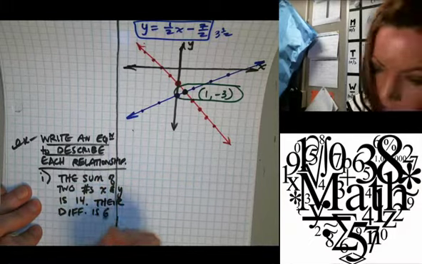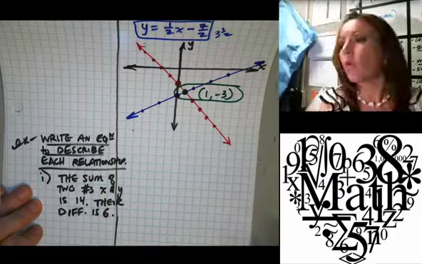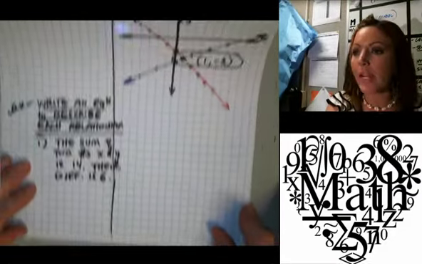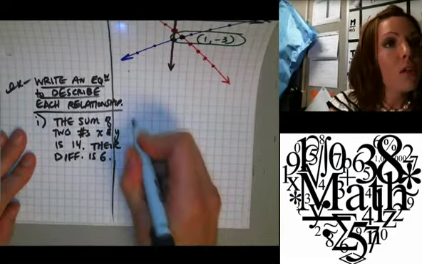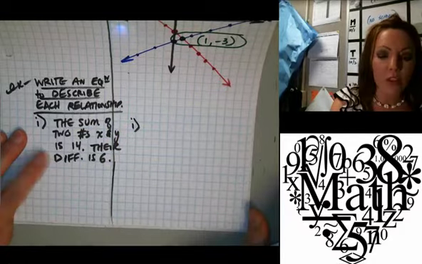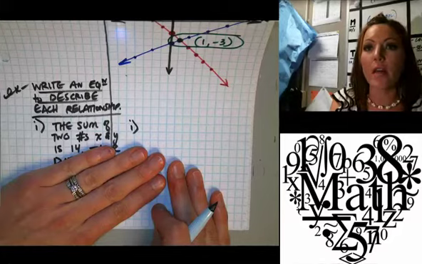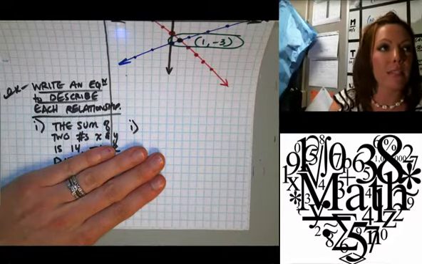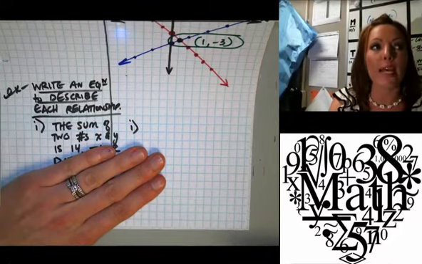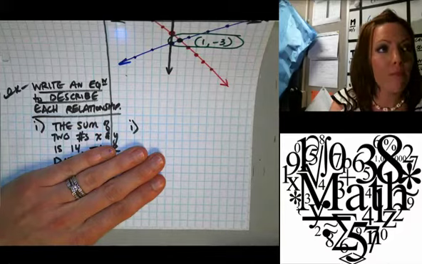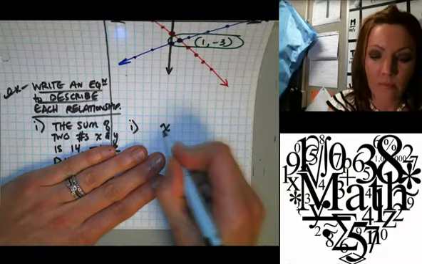Okay, so all we want to do is write a system of equations that fits these rules. Let's start with the first sentence. The sum of two numbers x and y is 14. How would I write that in a math sentence? The sum of two numbers x and y is 14. Haley? Perfect. X plus y equals 14.